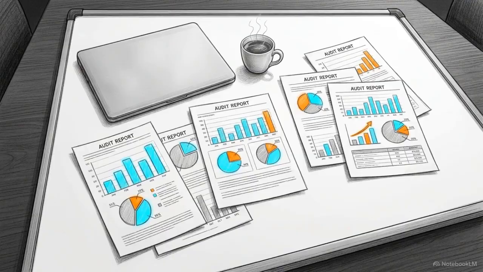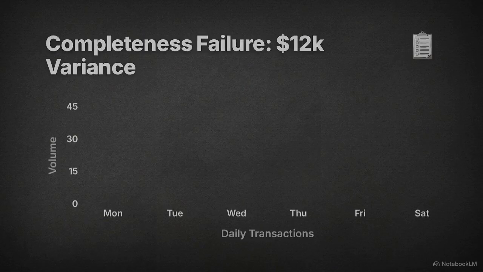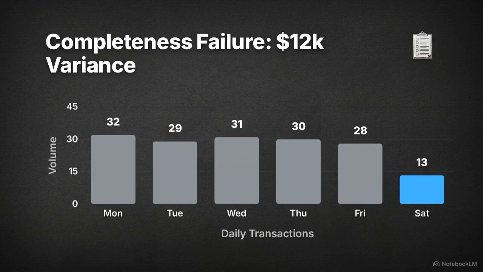After executing the tests, we enter the reporting phase. Technical failures must be translated into risk-oriented business language. You present the exact evidence. Your data test identified 14 dropped transactions, resulting in a $12,000 variance for the month.